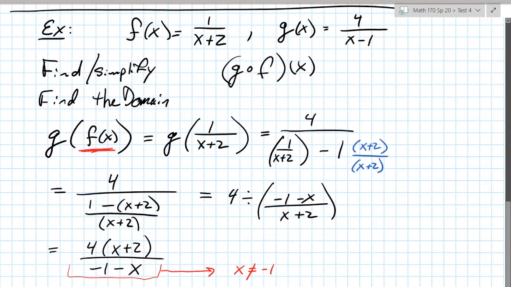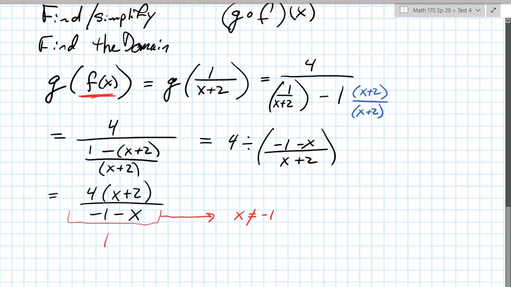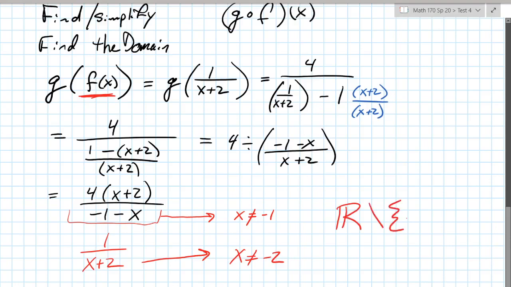So looking back up to f of x, which is 1 over x plus 2, I need to look at 1 over x plus 2. Are there any values that would cause problems? Yes, x cannot equal negative 2 from this problem, so the domain is all real numbers but not negative 1 or negative 2.